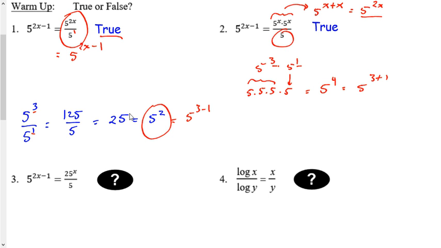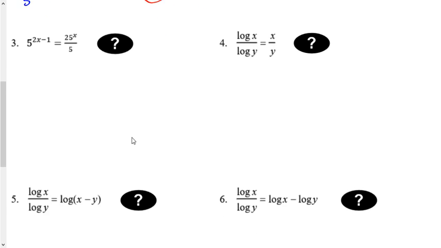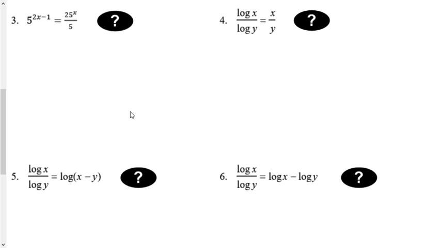Let's look down to question number 3. Well, question number 3 ties back to the other 2 as well, because even though I have a 25 in the numerator here, I could say that 25 is equal to a 5 squared. So if I have a 25 to the exponent x, then that means I have 5 squared to the exponent x. And when I have a power raised to an exponent, I can multiply those exponents, which gives me 5 to the exponent 2x.